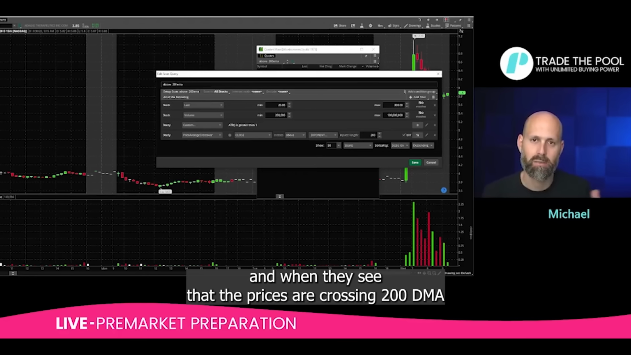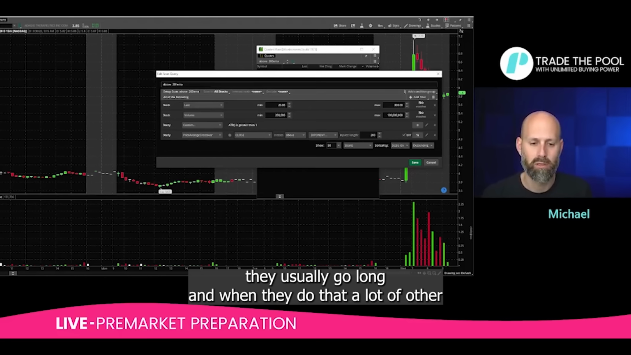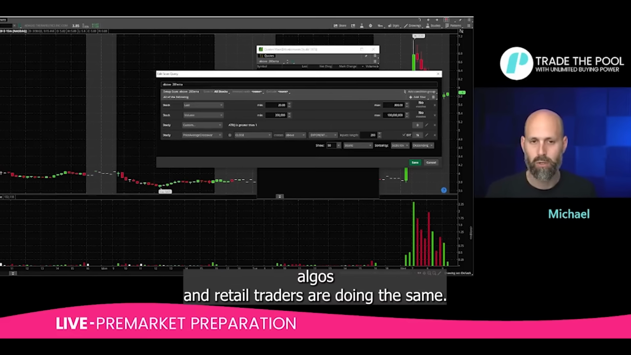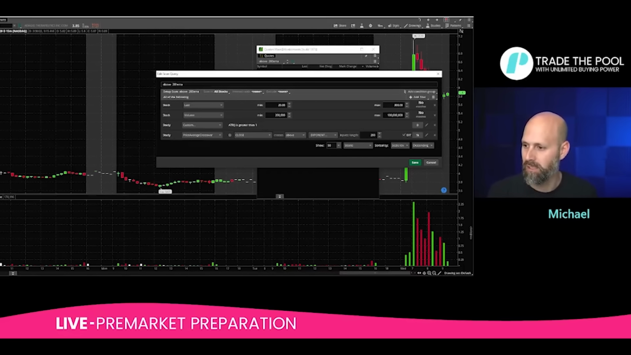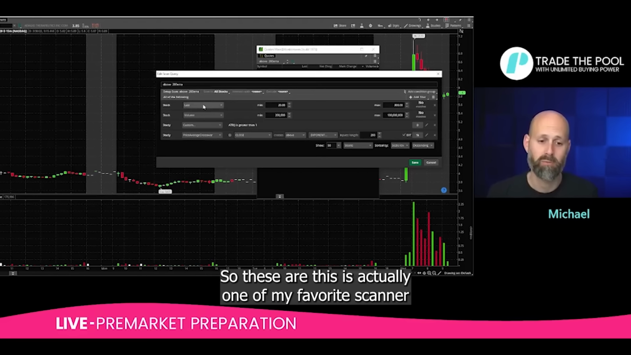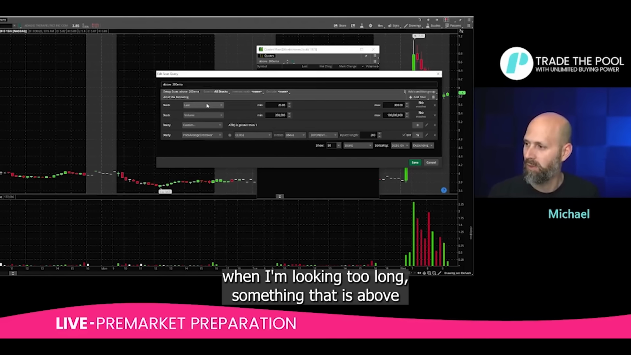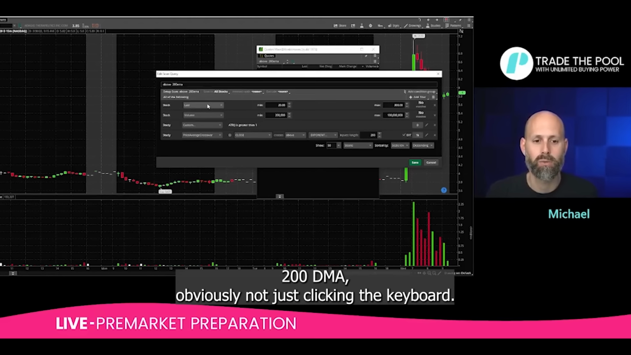And when they see that the price is crossing the 200 EMA, they usually go long. And when they do that, a lot of other algos and retail traders are doing the same, so we're getting a lot of momentum to the upside. So this is actually one of my favorite scanners when I'm looking to long something that is above the 200 EMA.